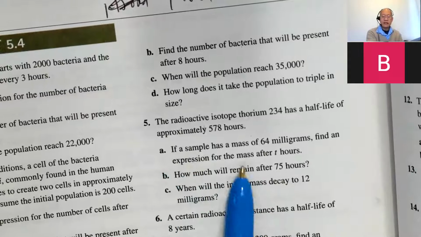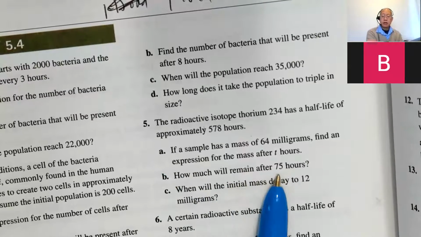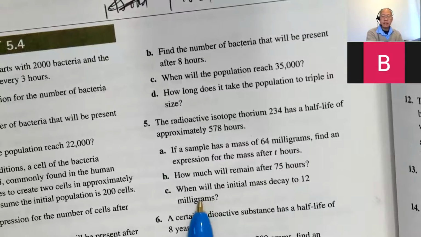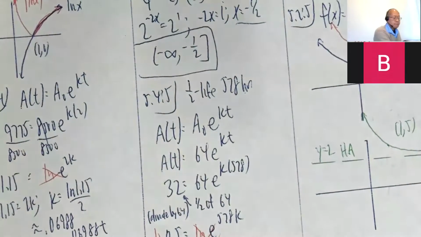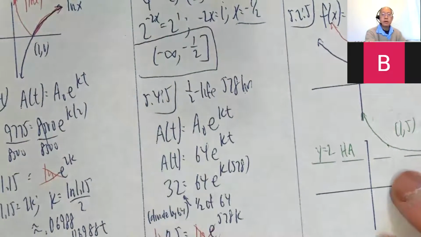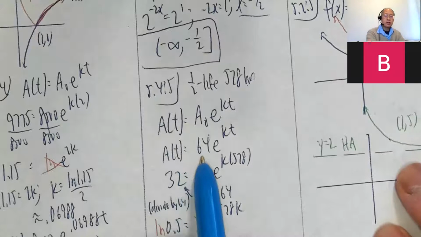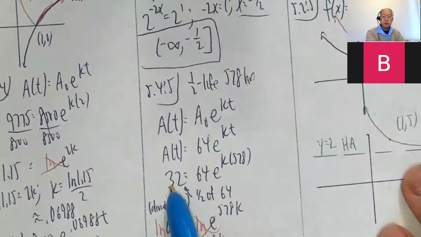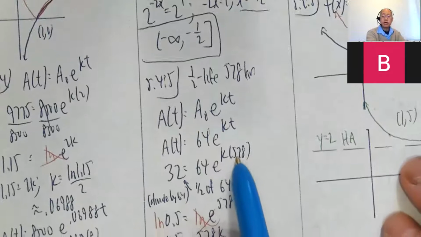Once you have A, then B and C are typical. 75 hours, plug in t. 12 milligrams, plug in the left-hand side. So it says we're starting off with 64. Half of that is 32. 32 goes here. 578 goes in for time.